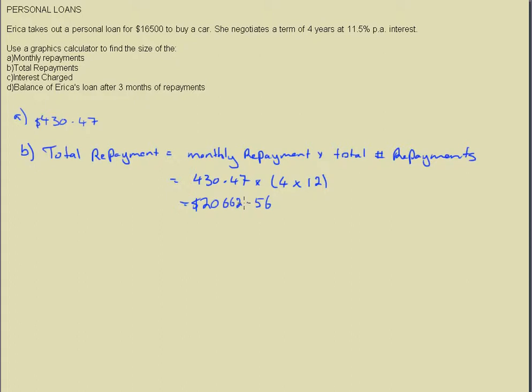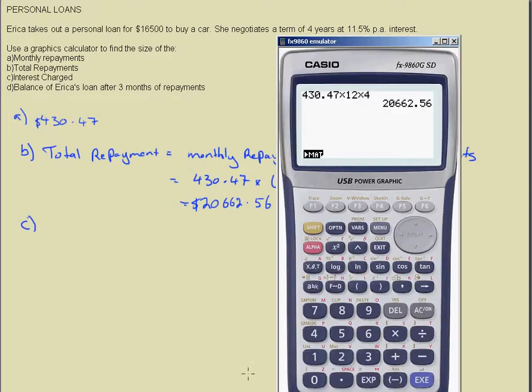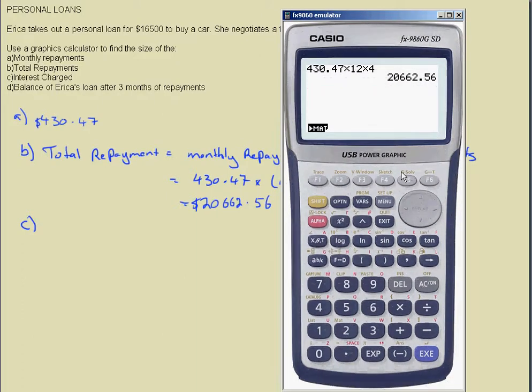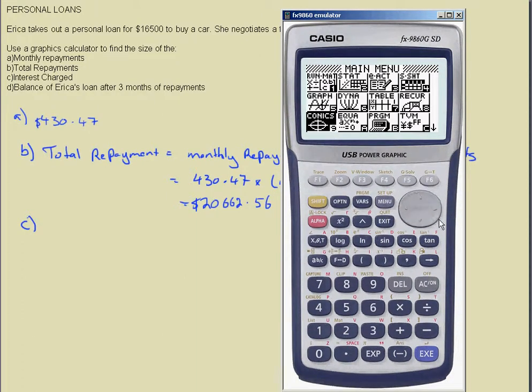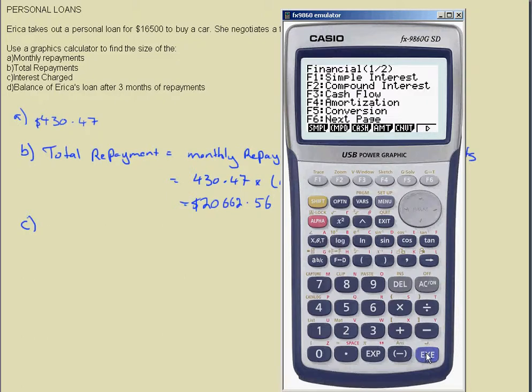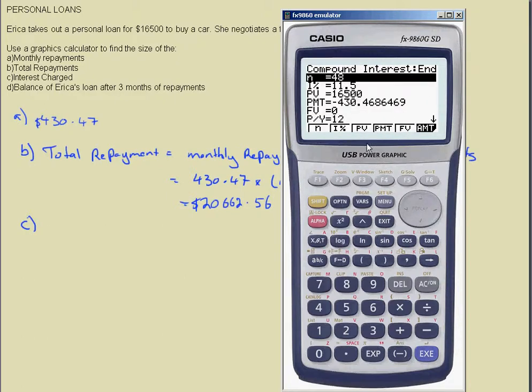So considering now the total interest charged, we can either subtract this amount from here, but let's see how we can do it in the calculator. If we go to our finance section here, we've got all this information still in here. Let's go into our amortization, so F6, and we're interested in this function here. Actually, we've got to fix up these payments.